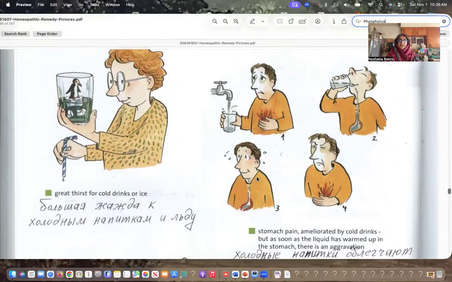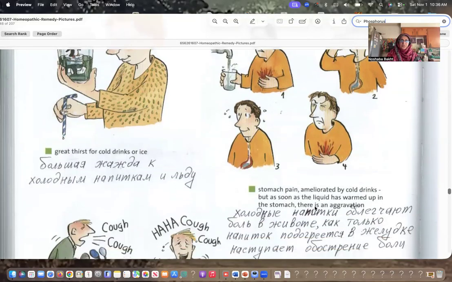But again, the second thing is when they drink cold water and the water goes in the stomach and becomes warm, there is aggravation and they don't feel good, or sometimes they vomit the water out also.